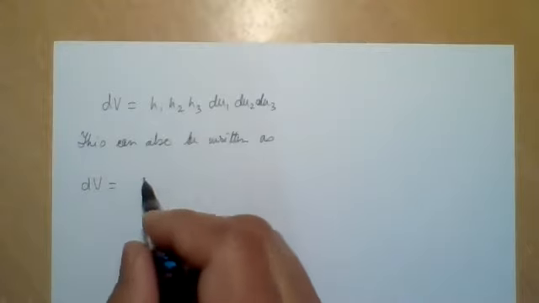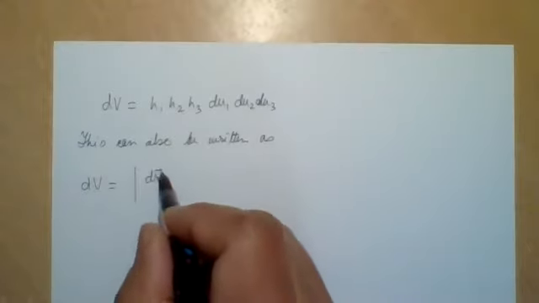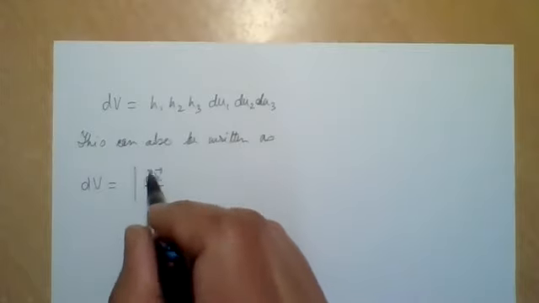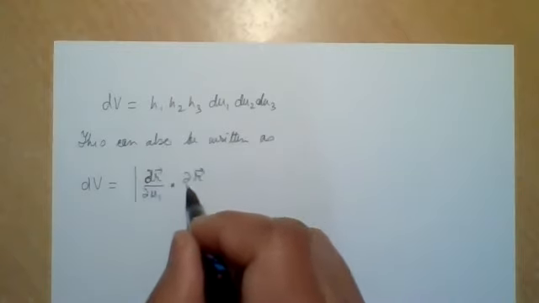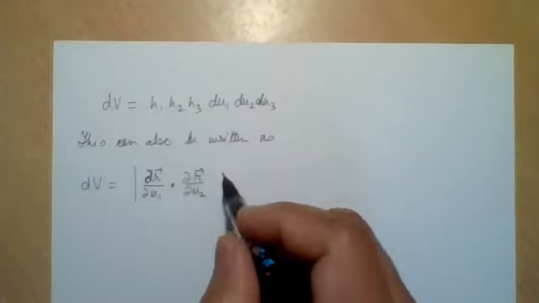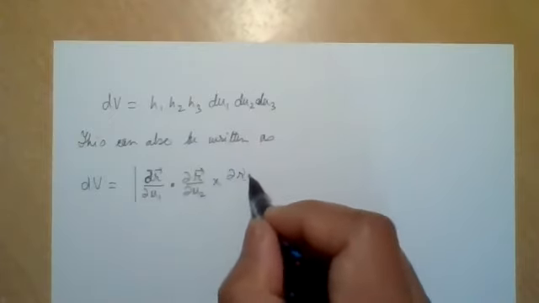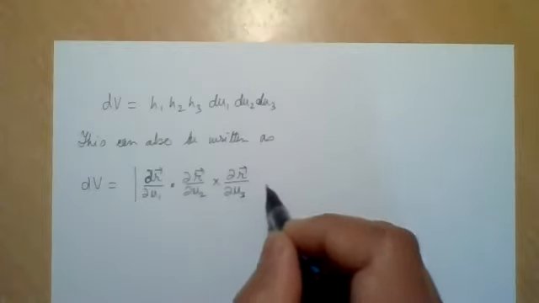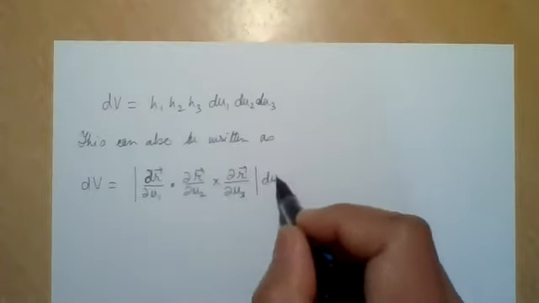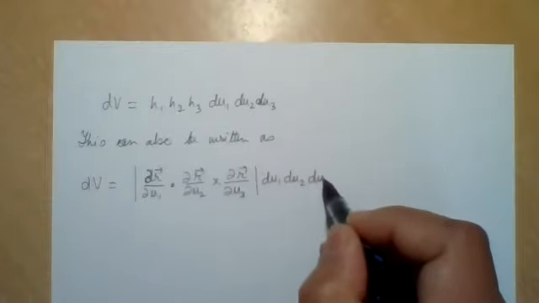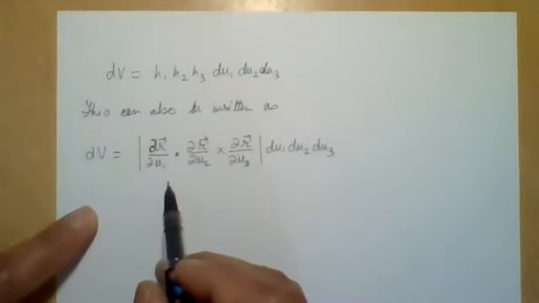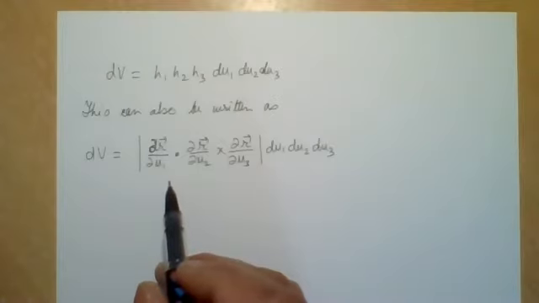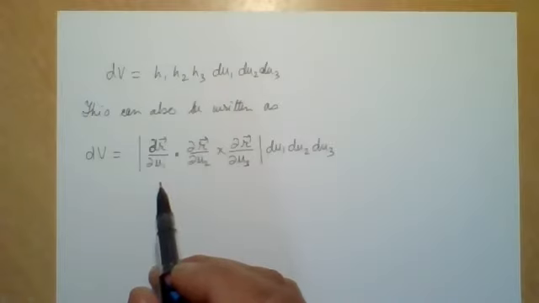the volume element is equal to the partial derivative del r by del u1 dot del r by del u2 cross del r by del u3, du1 du2 du3. And this expression is nothing but the Jacobian of the transformation from xyz to u1, u2, u3, which we have discussed just a few minutes back.